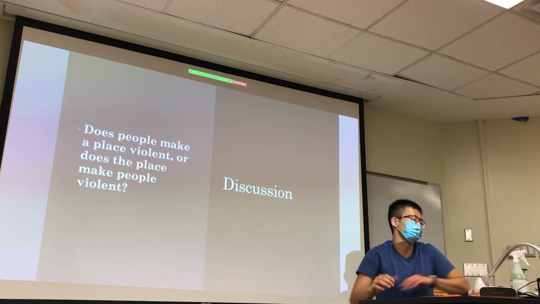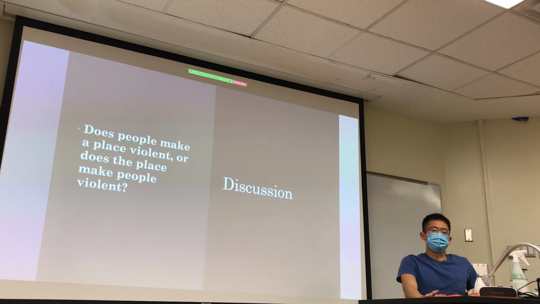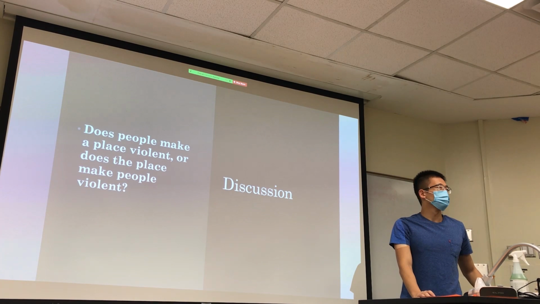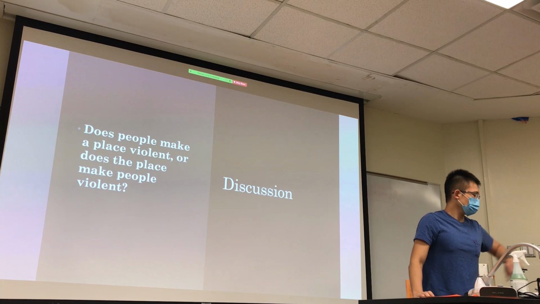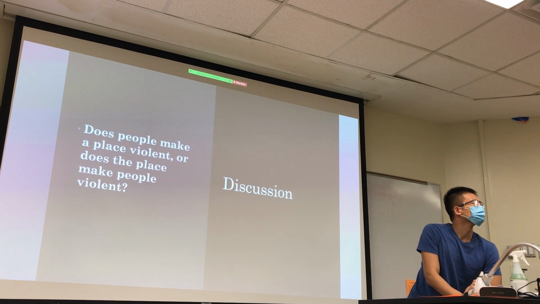That's my opinion. I don't know if you guys agree, or if you guys have any other thoughts about this. I think it's a bit of both. It has to do with attribution. So a place could make a person violent if that place is already labeled as violent. You just sort of go along with the script of that place. I think in sociology it's called labeling theory.